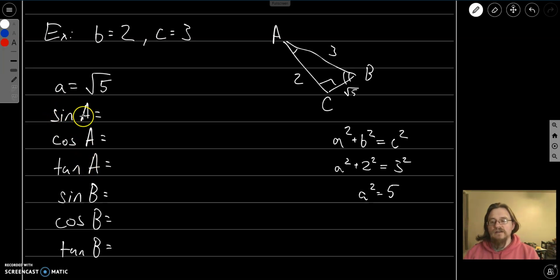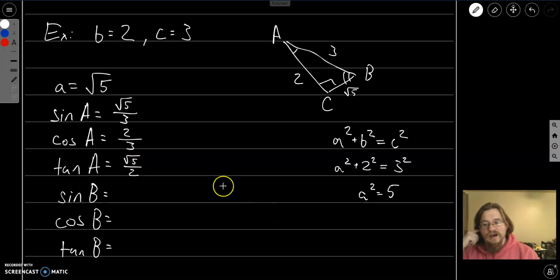So sine is going to be opposite over hypotenuse. So the side opposite of A is going to be the square root of 5 over the hypotenuse, which is 3. The cosine of A is going to be, CAH is going to be the adjacent side divided by the hypotenuse. And TOA is going to be opposite over adjacent. So the square root of 5 divided by 2. SOHCAHTOA.